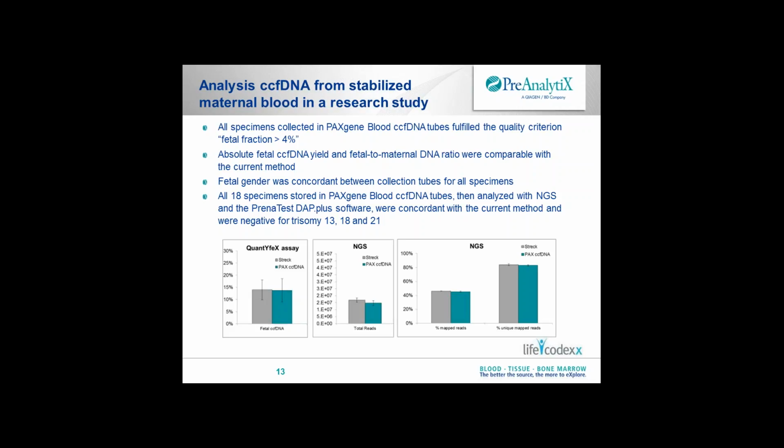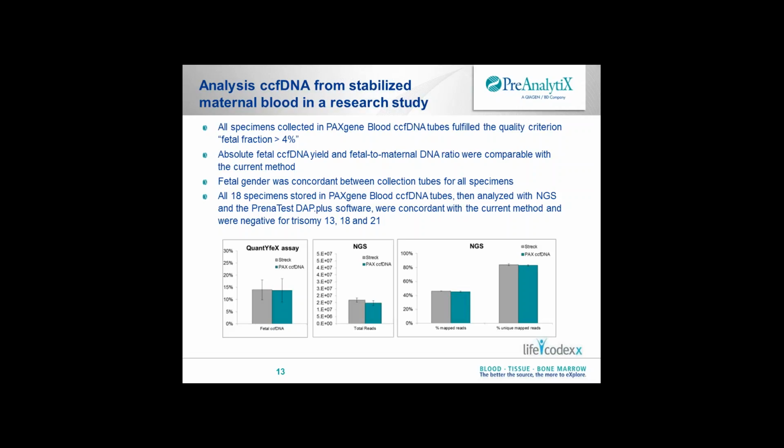Then libraries were prepared from these samples, and they were fed into the NGS workflow at LifeCodec. These are the two pictures on the right. First, in the middle, we see the total reads that could be generated from these two different sample types, and you see that this is absolutely comparable. Also comparable, on the right, is the portion of mapped reads and the portion of unique mapped reads as shown in this picture. So overall, absolutely comparable data for the QC and the NGS workflow.